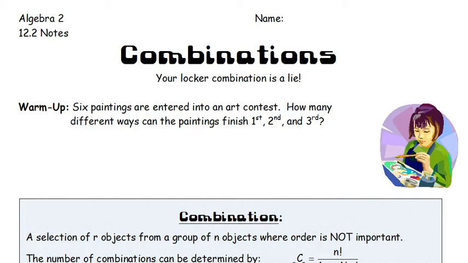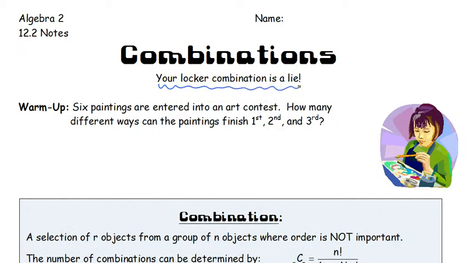Hello, today's video is on 12.2 and we are going to be looking at combinations. The first thing that you probably think about is your locker combination. That is actually not a true combination. Your locker combination is actually a lie.